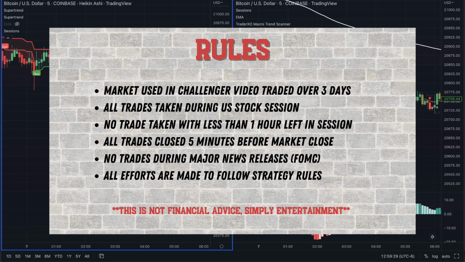We just take trades during the U.S. stock session. This is a scalping situation, and as a scalper, you're not going to sit here 24 hours a day just looking for that perfect trade. And yeah, you can use alarms and things, but I'm just trying to be realistic of what I do in my trading world. We don't take trades with less than an hour left in the session, and all trades will be closed 5 minutes before the market closes. And also, if we have major news like the FOMC, we'll do the same thing. We'll drop out if we're holding a trade before all that volatility happens.